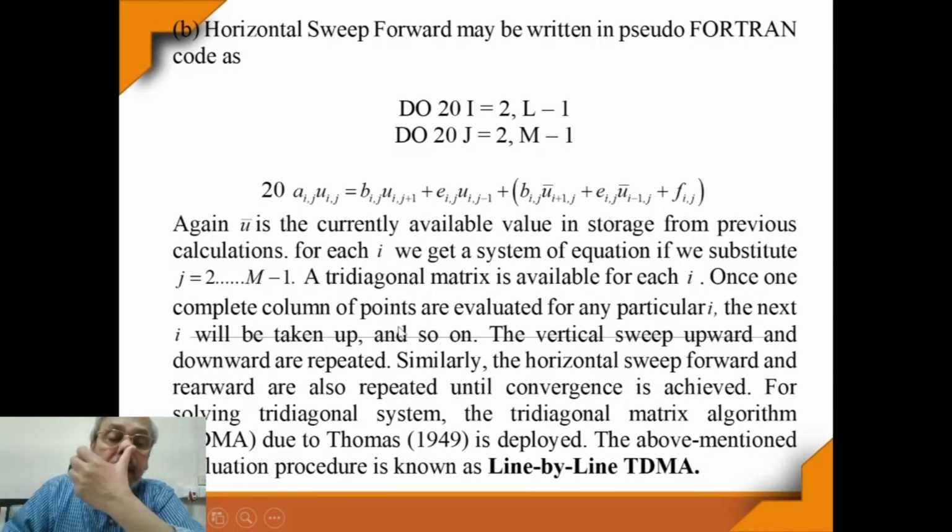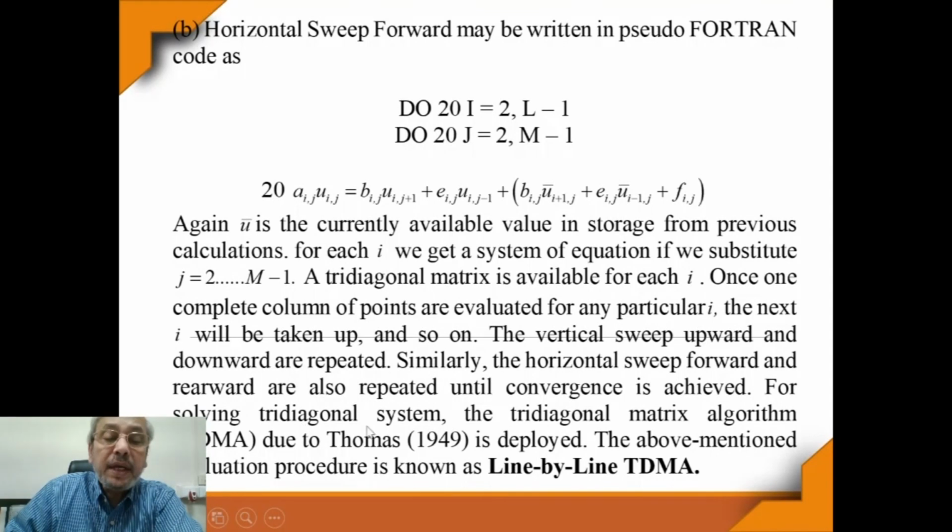Once one complete column of points is evaluated for any particular i, meaning all j's, then the next i will be taken up, and so on. The vertical sweep upward and downward are repeated. We will not only go from 2 to L minus 1, we will come from the topmost value to the bottommost value also. We'll just reverse the sweep. Similarly, horizontal sweep forward and rearward can also be repeated until convergence is achieved.